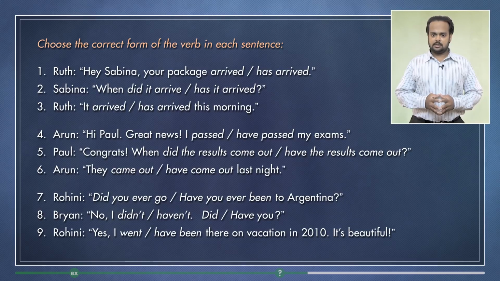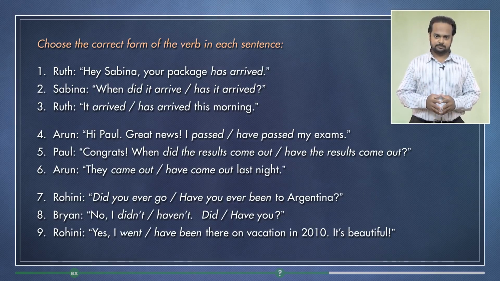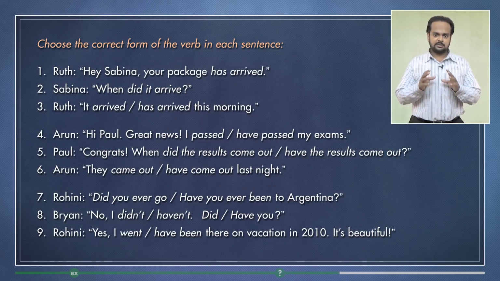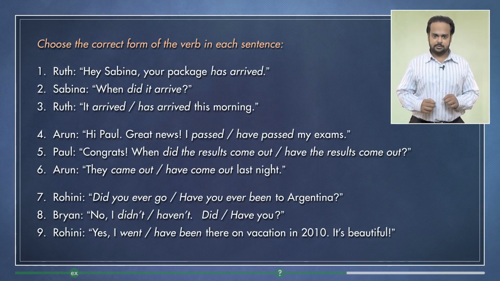Alright, let's discuss the answers. Number 1 is, hey Sabina, your package has arrived. Here, Ruth is giving news, so there's no need to mention the time. For this reason, we use the present perfect tense. In number 2, when did it arrive? We want to use the past simple here because this question asks about the specific time that the action happened.